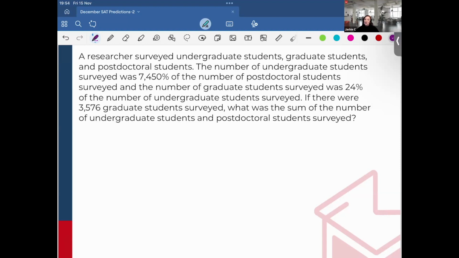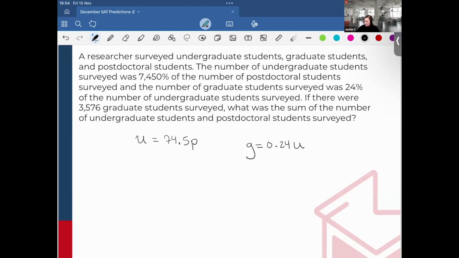Amazing. A researcher surveyed undergraduate students, graduate students, and postdoctoral students. The number of undergraduate students was 74.5% of the number of postdoctoral students surveyed. So like P for postdoctoral students. And the number of graduate students was 24% of the number of undergraduate students surveyed.